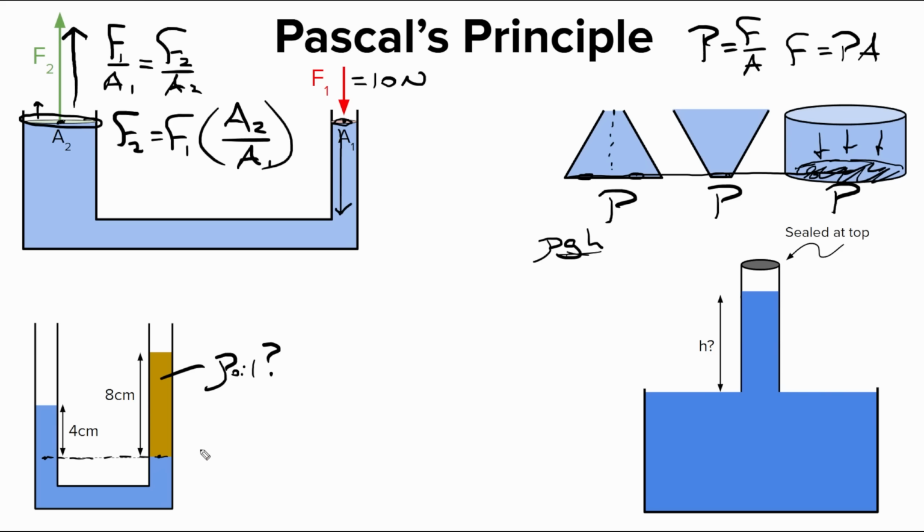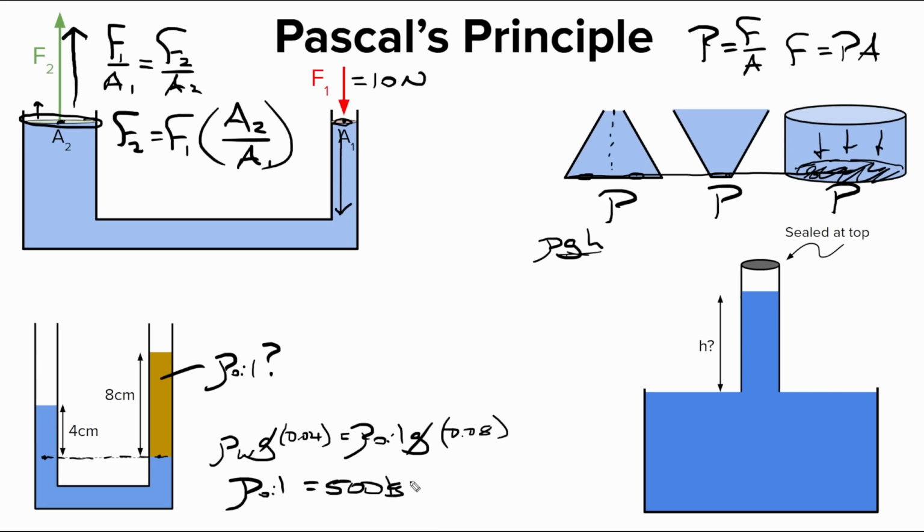So the pressure at this point would be rho of water times g times 4 centimeters, so 0.04, equals rho of the oil times g times its depth, which is 8 centimeters, so 0.08. And I cancel my g's. I know the density of water is 1,000, so if I solve for the density of the oil, I end up getting 500 kilograms per meter cubed.